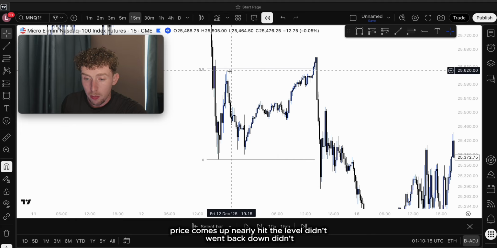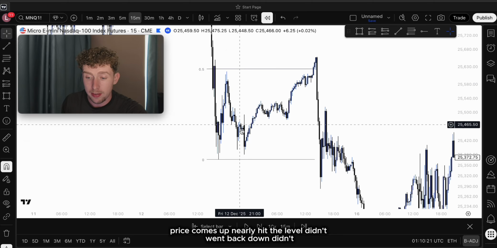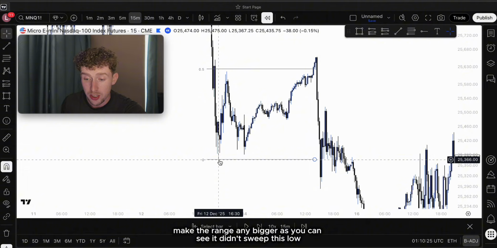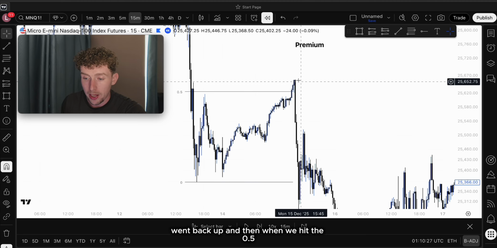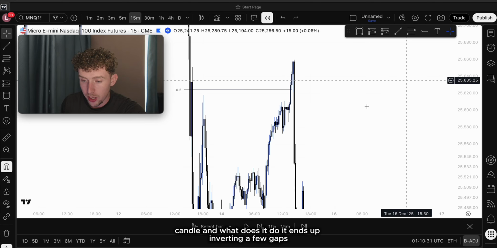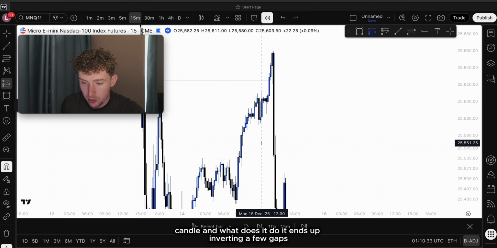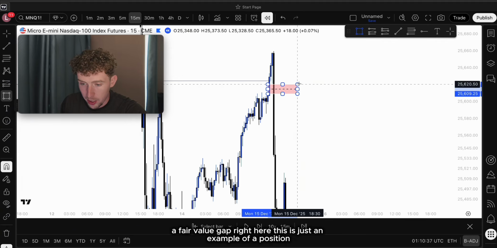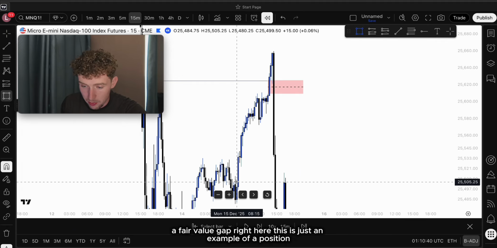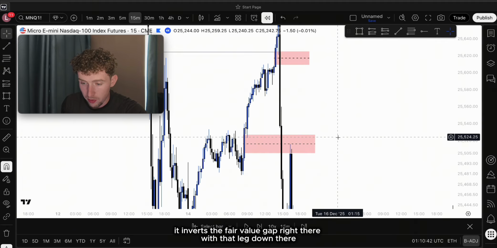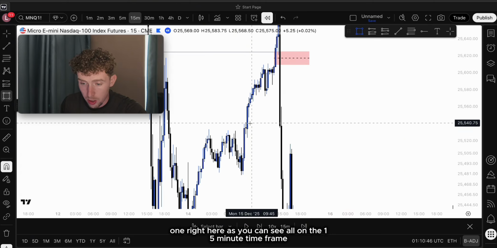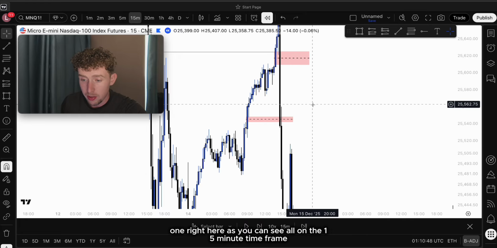As you can see, price comes up, nearly hit the level, didn't, went back down, didn't make the range any bigger. As you can see, it didn't sweep this low, went back up, and then when we hit the 0.5, we actually get a downward candle. And what does it do? It ends up inversing a few gaps, ends up inversing a fair value gap right here. This is just an example of a position. It inverses a fair value gap right there with that leg down there. It also inverses one right here, as you can see, all on the 15-minute time frame.